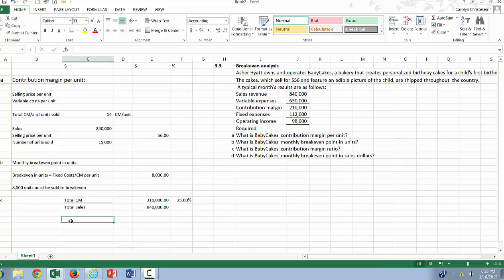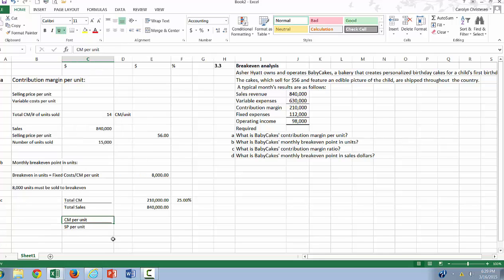Okay, so as an alternative, let's use our unit prices. So we can take CM per unit, and we can divide it by selling price per unit. A lot of times in these problems, there are a number of different ways to go about solving the problem. Okay, so our contribution margin per unit is $14. Our selling price per unit is $56. Let's put some lines here so we understand that we're dividing. So this is equal to our contribution margin per unit divided by our selling price per unit, and again we get 25%.